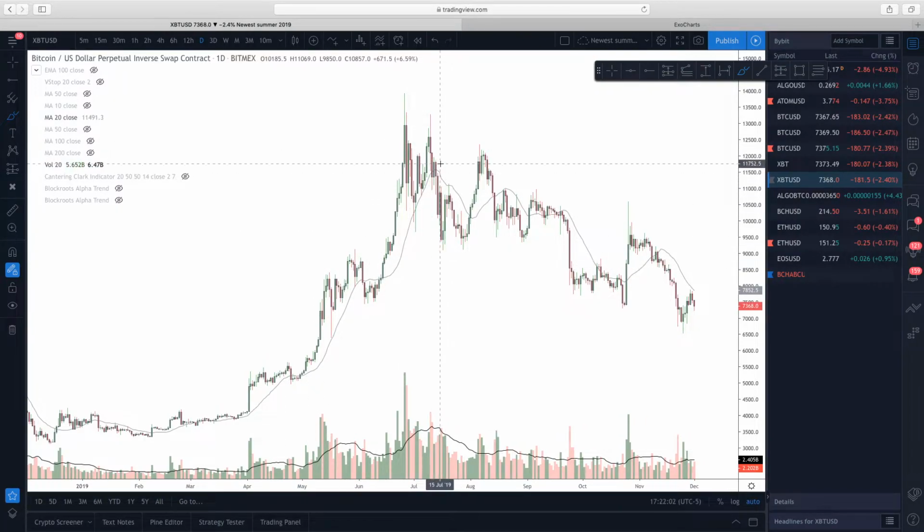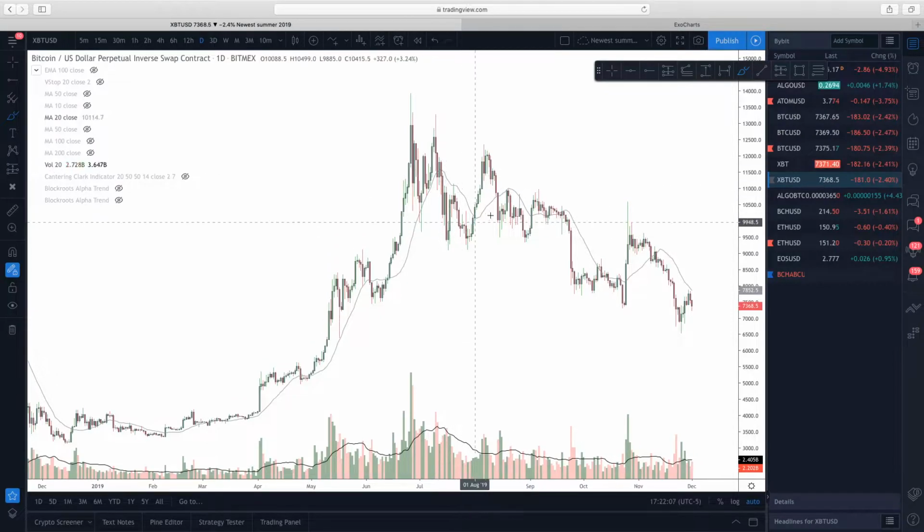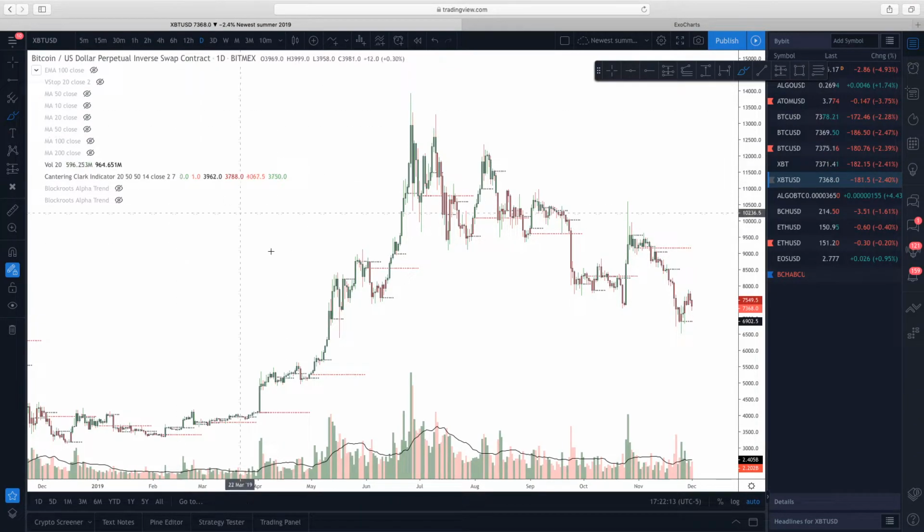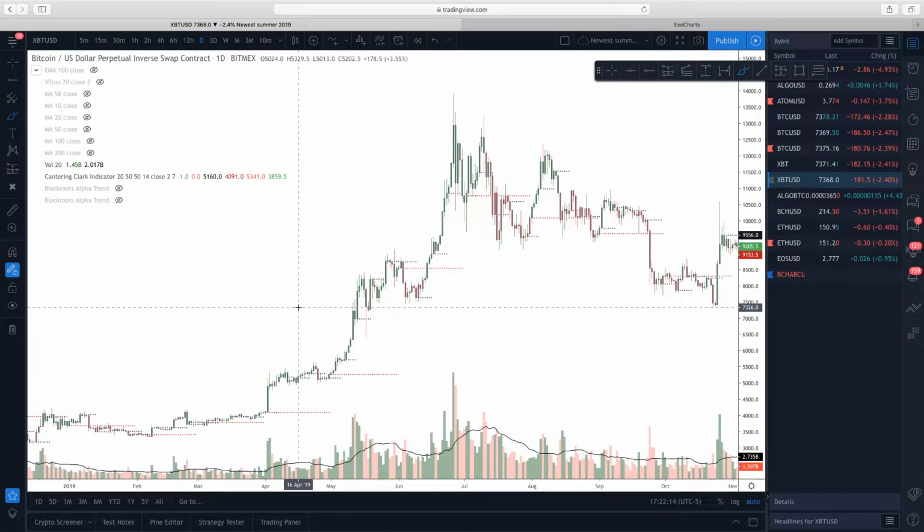So we're getting further and further retracements. It's becoming more and more apparent that sellers are in control again. And now we're starting to spend more time below the 20 moving average. So you could use that, all right? That is one of the things that determines the candle color on the Cantor and Clark indicator.